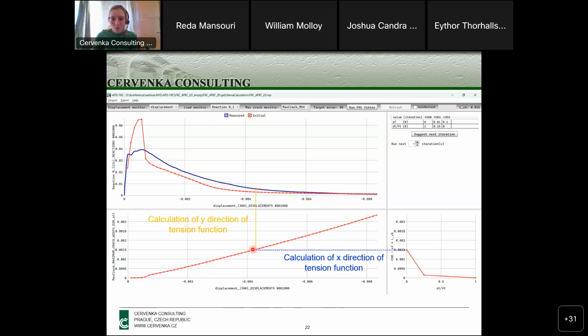So you calibrated your tension function in the X direction based on the crack width, and then you go to the load displacement diagram and you are calibrating it in the Y direction based on the target load and the load that is given by the simulation. And yeah, based on those values and the previous iteration, you are getting the Y direction, the residual stress direction of the tension function.